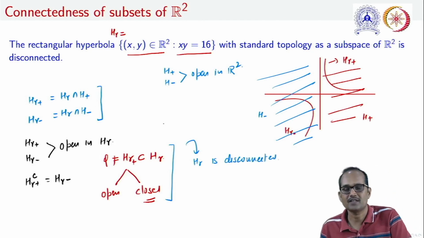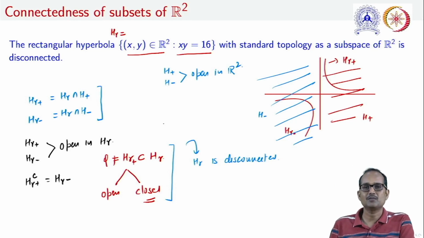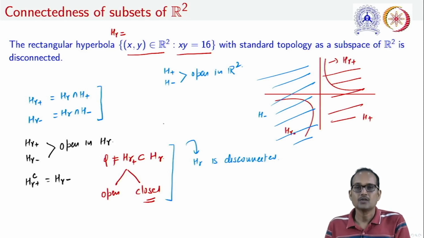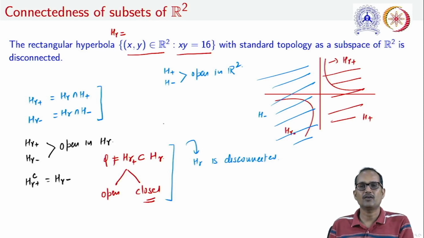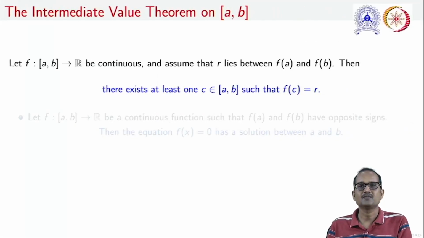It is to be mentioned here that we have studied a number of theorems, a number of results related to connectedness that were obviously theoretical, but let us see, we have used each and every result at some point to discuss the connectedness of R or the subsets of R, and also we have used them to discuss the connectedness or disconnectedness of subsets of R2. Moving ahead, let us discuss the intermediate value theorem on a closed interval AB, which is well known in calculus.